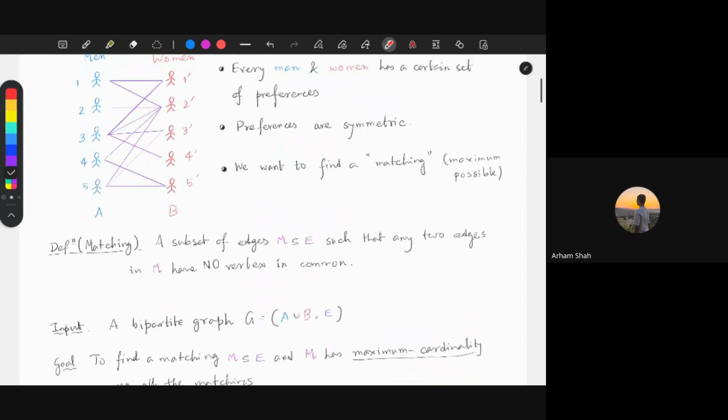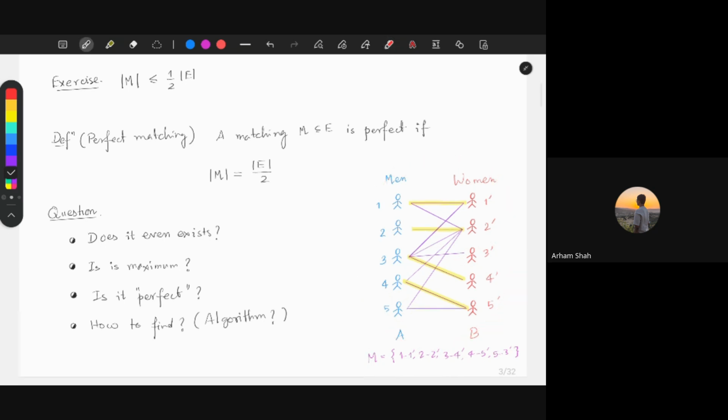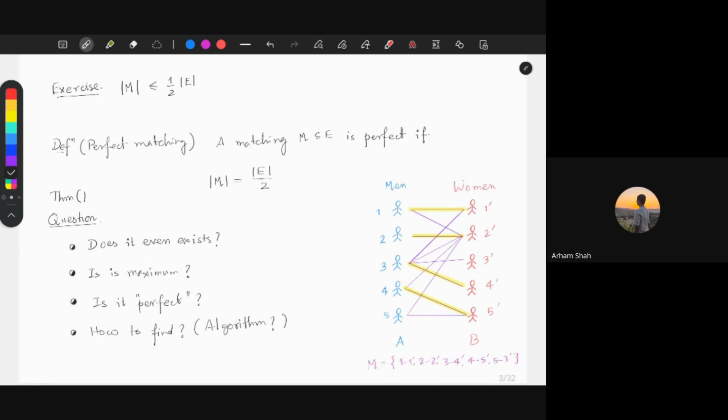Now, suppose I remove this edge. This is still a matching, that's okay, but it is not perfect. This vertex is not matched to this one, and you can show that there is no perfect matching here. Probably Devansh has stated this theorem, the marriage theorem.